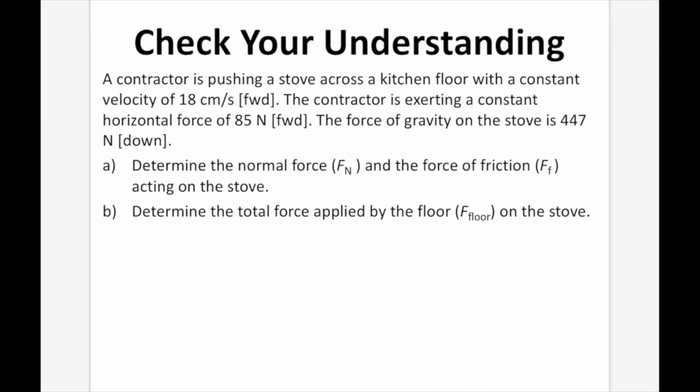Check your understanding. A contractor is pushing a stove across the kitchen floor with a constant velocity of 18 centimeters per second forward. The contractor is exerting a constant horizontal force of 85 newtons forward. The force of gravity on the stove is 447 newtons down. A. Determine the normal force, Fn, and the force of friction, Ff, acting on the stove. And B. Determine the total force applied by the floor on the stove. So I'd like you to pause the video and answer this question.